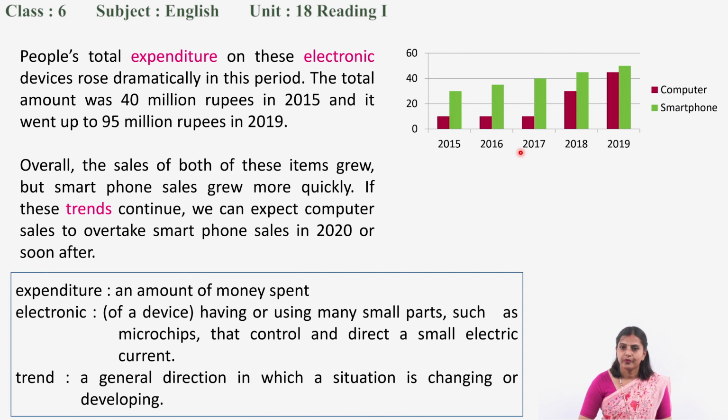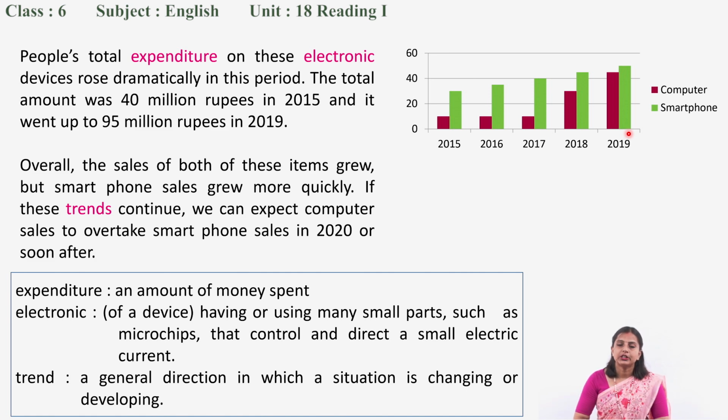Don't you think so? Yes, you see, because in smartphones there is a constant and regular increment, whereas computer sales have got a dramatic increment. So if this goes on, if this trend, meaning a general direction in which a situation is changing or developing, goes on, then computer sales will overtake what? Smartphone sales. Okay, all right.